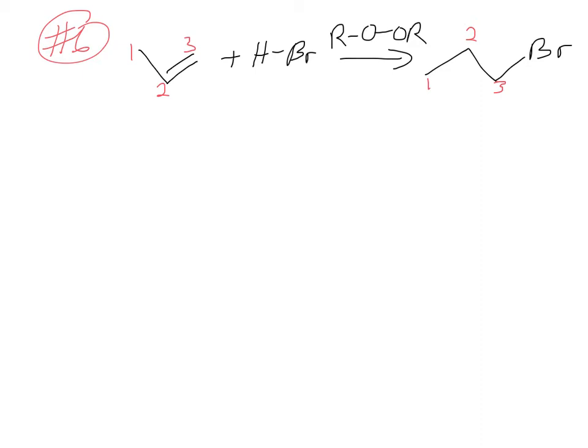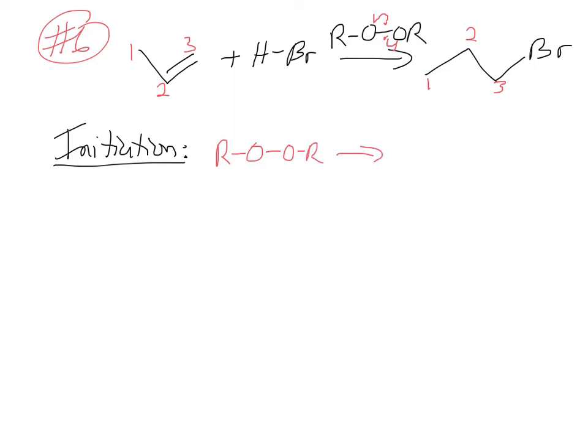First we have to do the mechanism. The first step in any radical reaction is initiation. When you have peroxides around, the O-O bond is the weakest bond. When you see ROOR, you should automatically think anti-Markovnikov. So the first step, we have our fishhook arrows, and we turn ROOR into two RO dots.